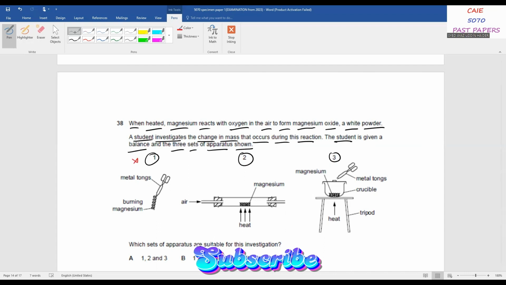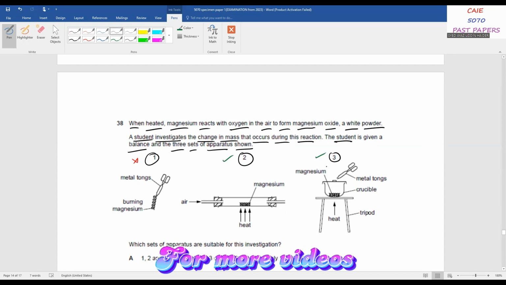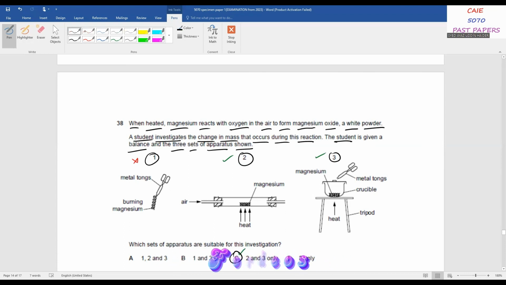You can either have 2, 3, or both. Now look at the choices. It seems that only C is the correct answer because it's saying 2 and 3 only. All the other choices are wrong. 1, 2, 3 wrong. 1 and 3 wrong. 2 only wrong.